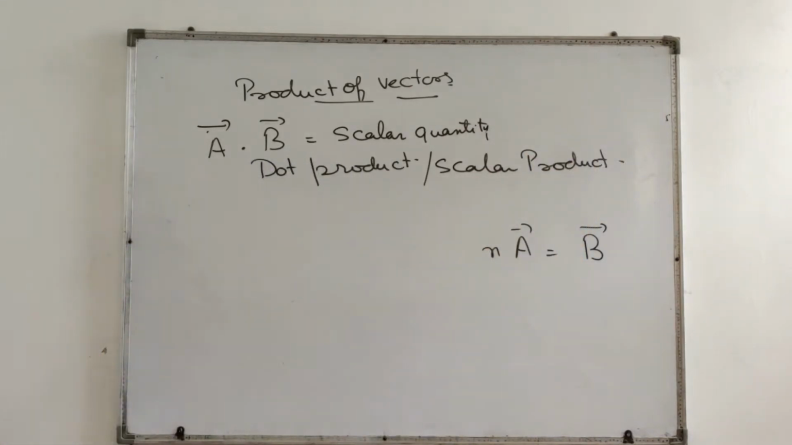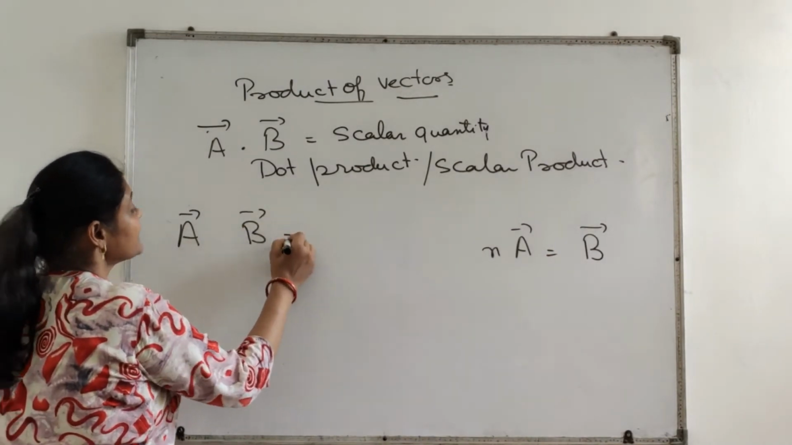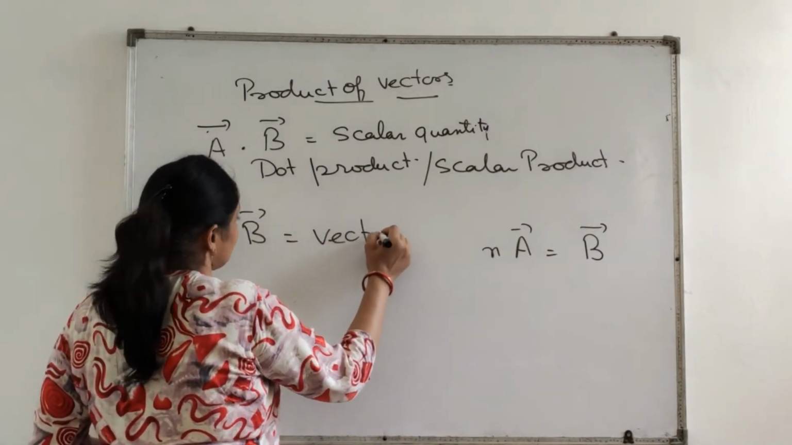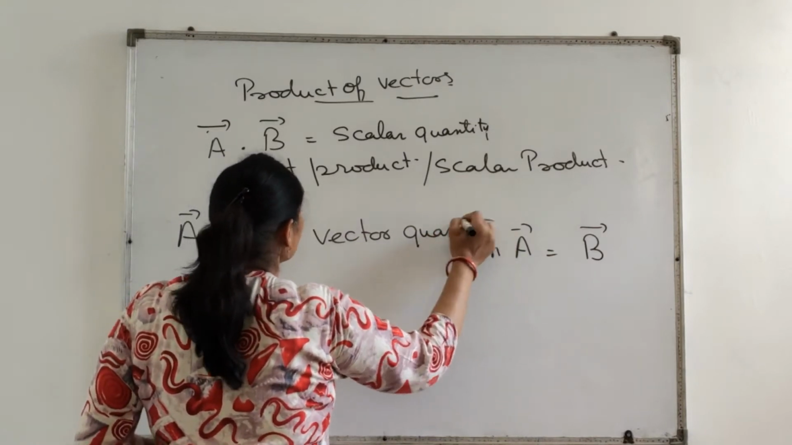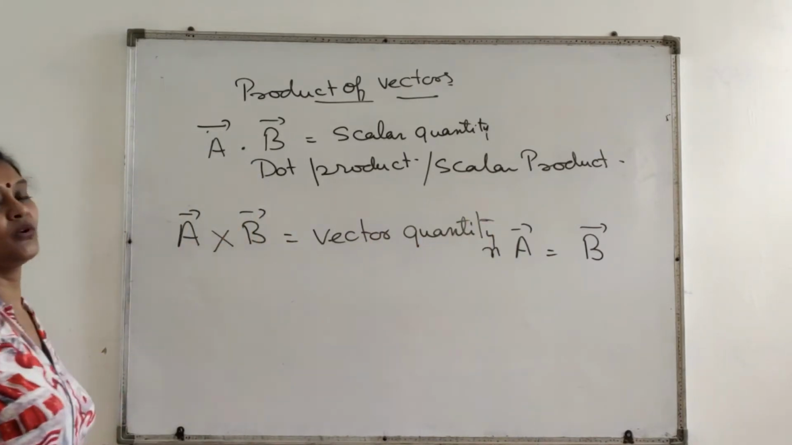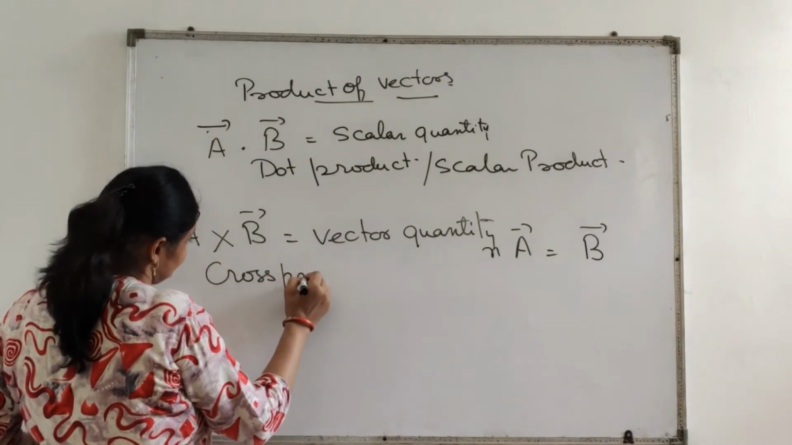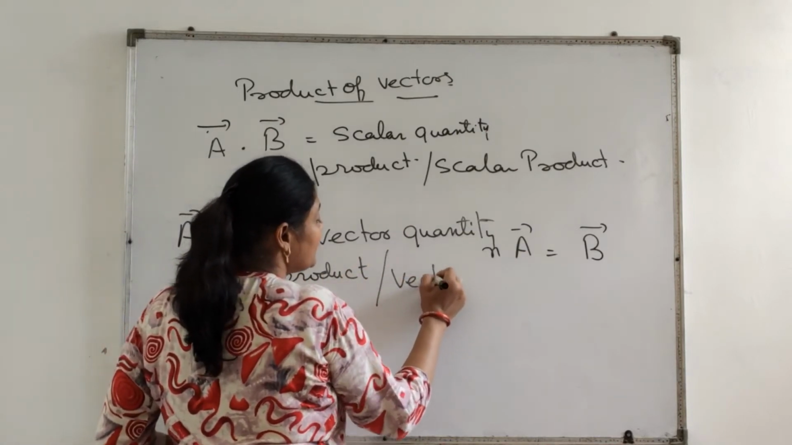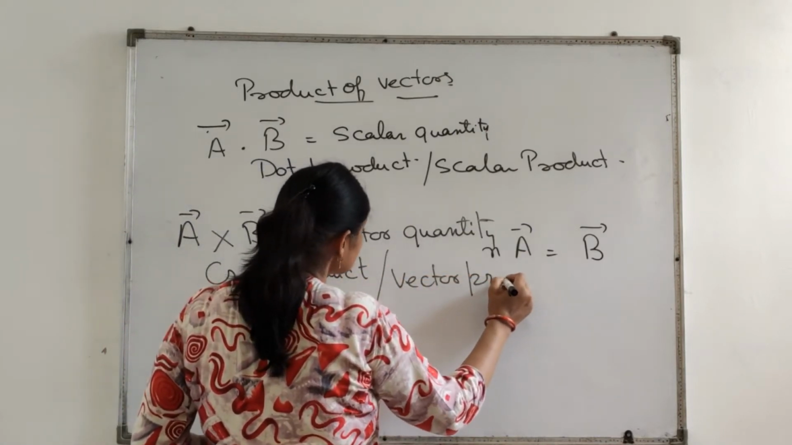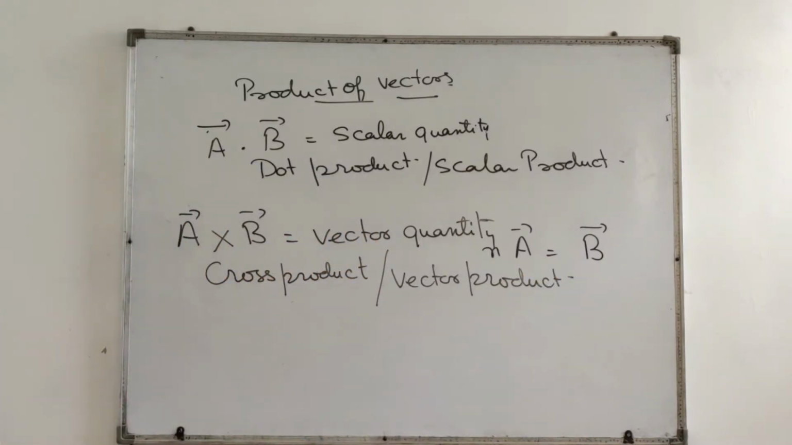But when you multiply two vector quantities, and the result of their product is a vector quantity, then this product is known as cross product or vector product. What is it known as? Cross product or vector product.